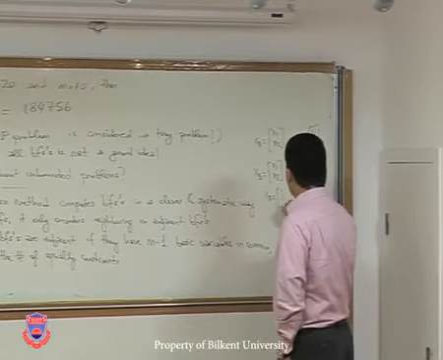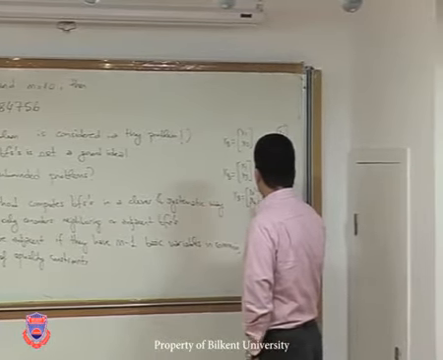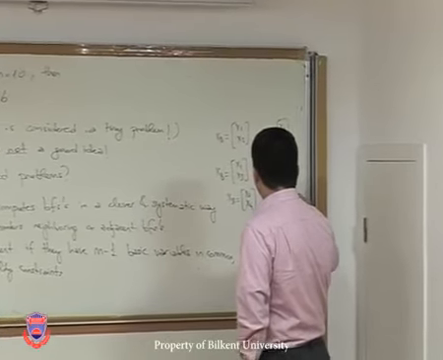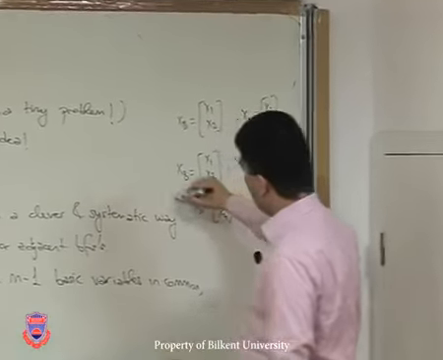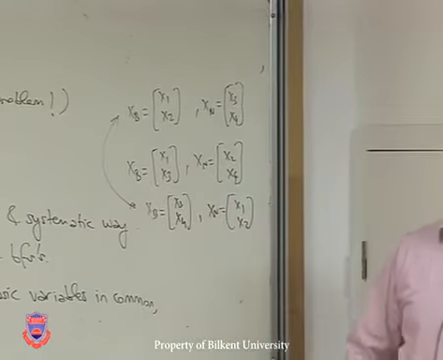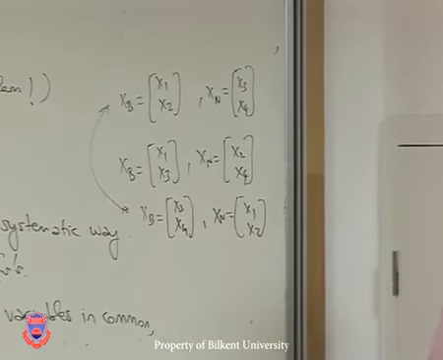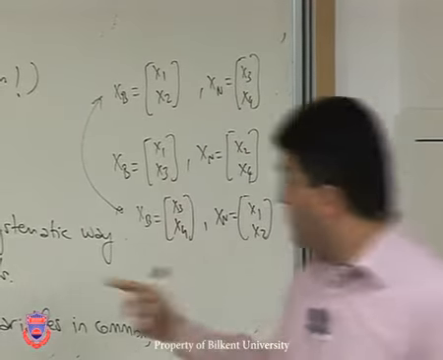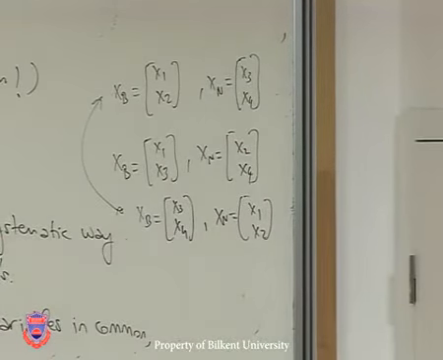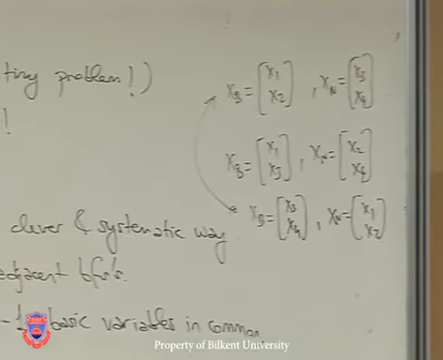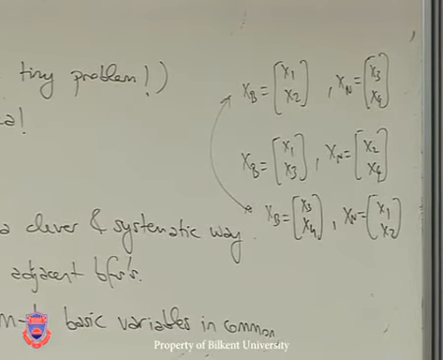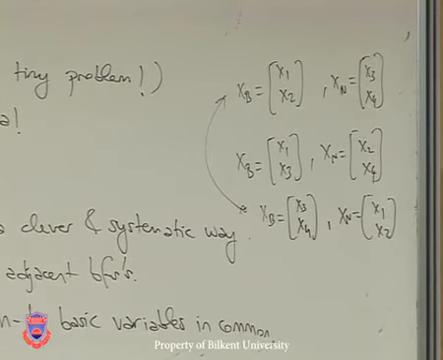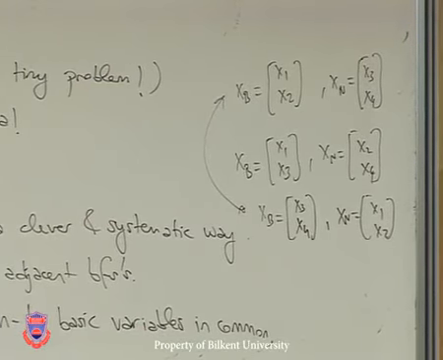If I want to give you another example, say my basic variables are x3 and x4, and non-basic variables are x1 and x2. Would these two be adjacent basic feasible solutions? No, because they have no basic variables in common. So the first one and the third one would not be adjacent basic feasible solutions. It's a very simple definition. Whenever I have two basic feasible solutions, I look at their corresponding basic variables.